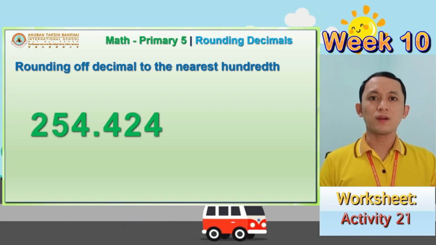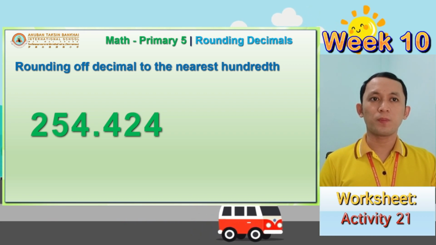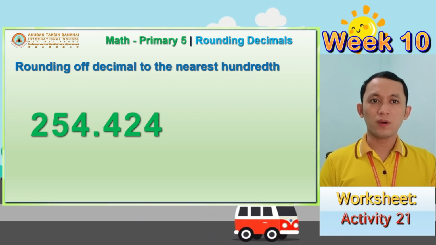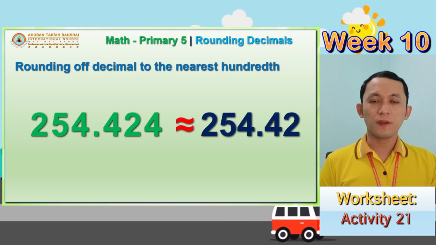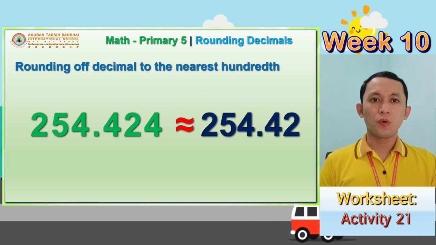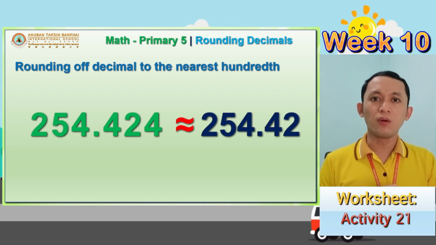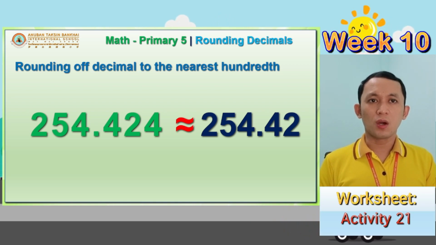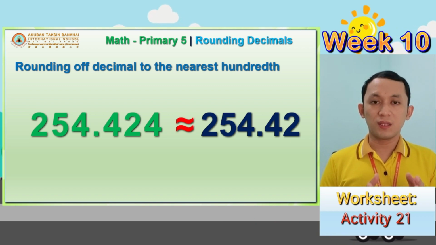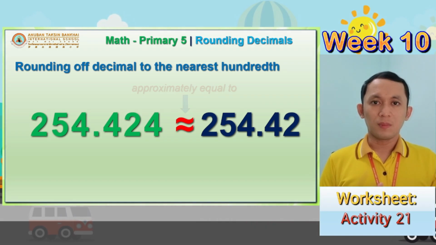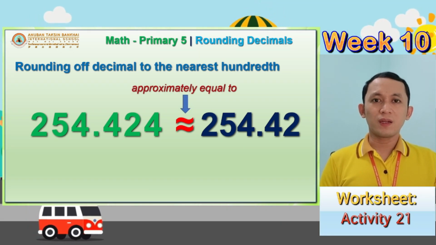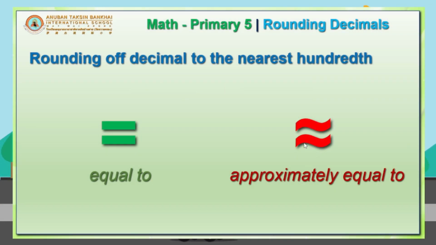So we have here 254.424 is approximately equal to 254.42. Again, we round down our number, so the digit on the hundredths place will be the same. Again, we have here the symbol approximately equal to. Again, they are not the same.